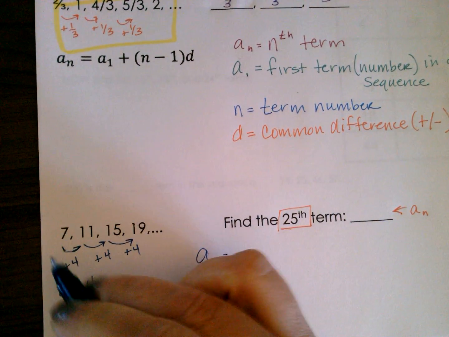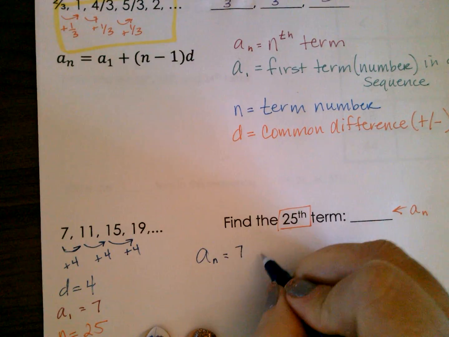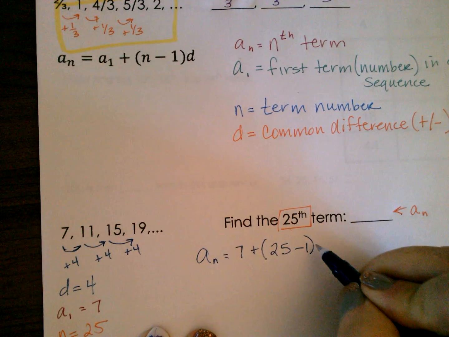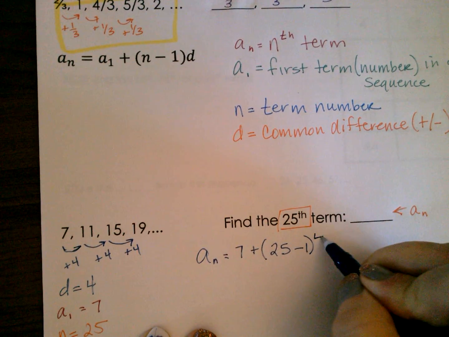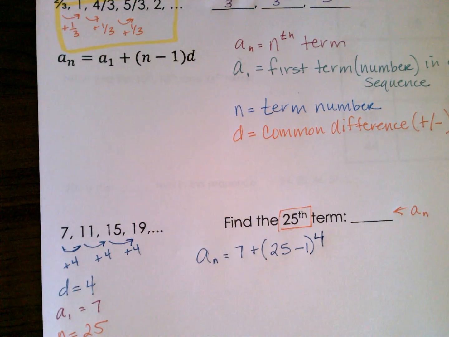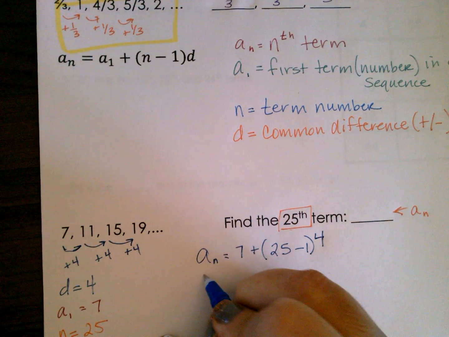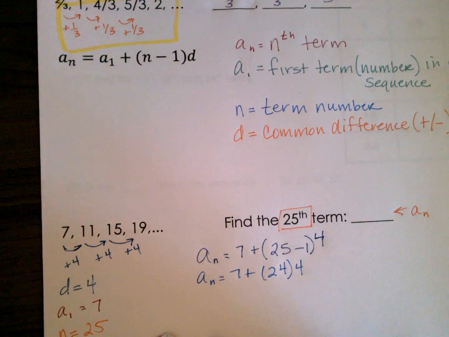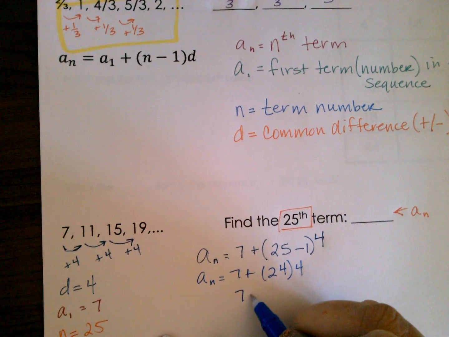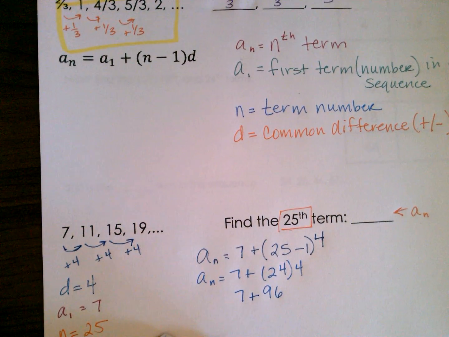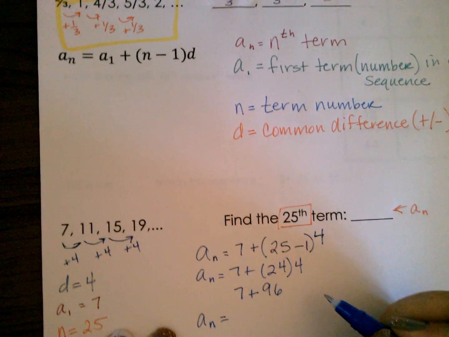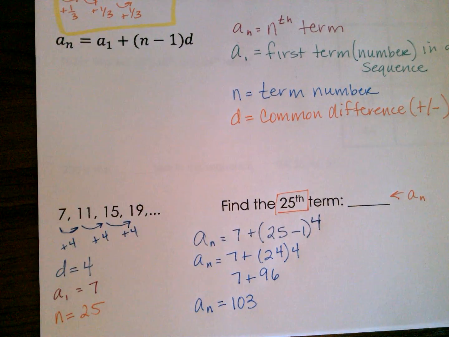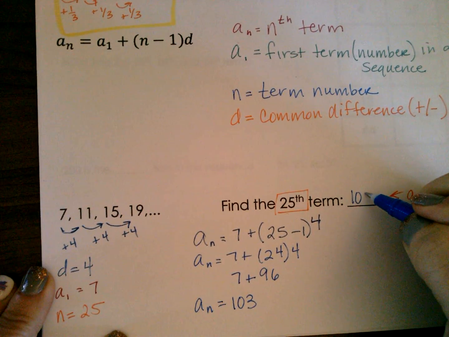a sub n is what I'm looking for. My first term is 7. I want to know the 25th term. And my common difference is 4. We just need to follow what we know about order of operations. 24 times 4 is 96. So in this sequence, 103 would be the 25th number in that pattern.